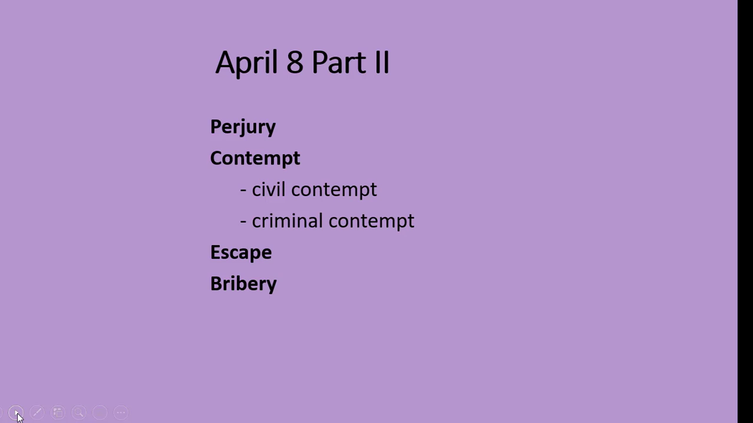From our lecture from April 8th, Part 2, there's really just a couple of terms that you have to be familiar with. Perjury, contempt. Contempt is broken into 2 subsections, civil contempt and criminal contempt. Escape and bribery. That information is pretty clear-cut and very straightforward in the textbook, so I won't spend too much time on it here, but you do need to know this material for your final.